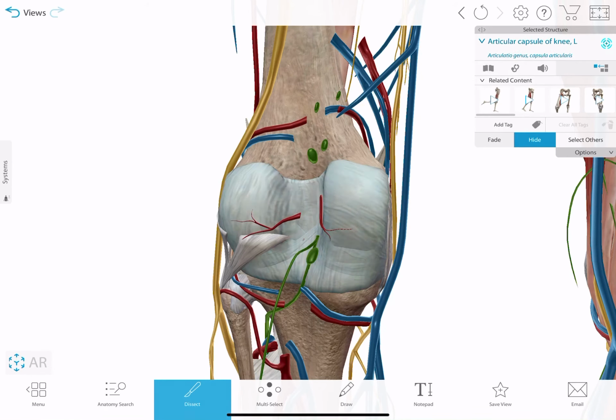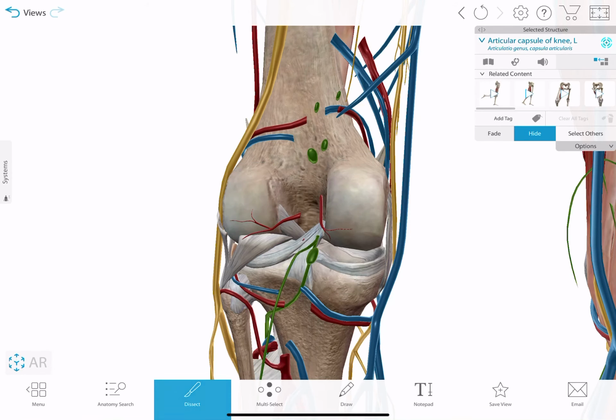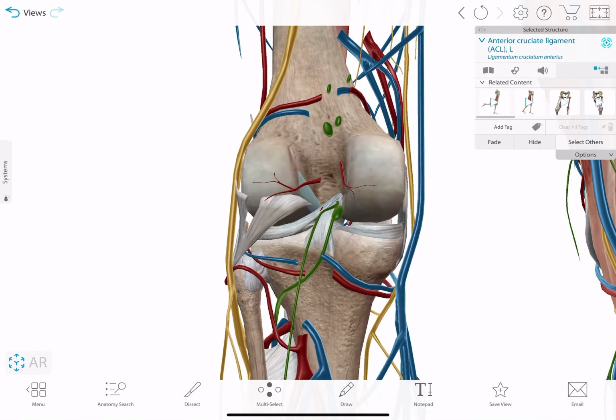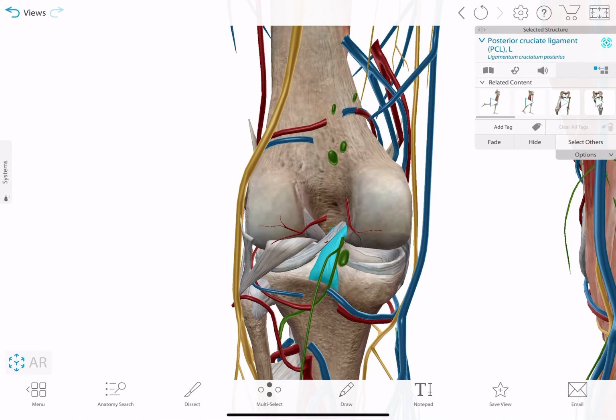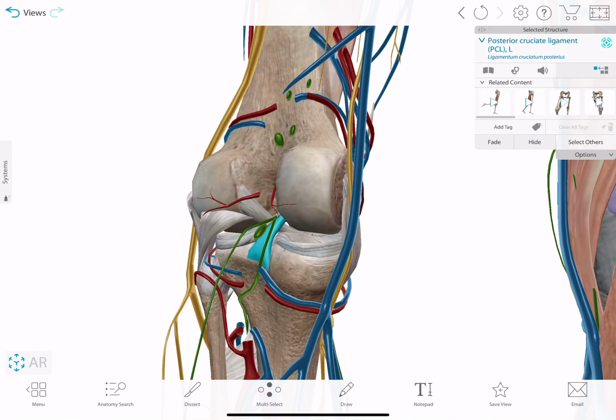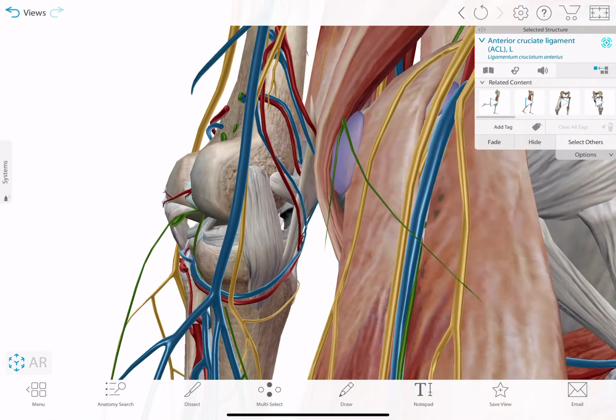Okay, let me cut away. Okay, so I cut away the popliteal ligament, and now you can see this lateral meniscus, this medial meniscus, and then the ACL and the PCL right there. The PCL goes through that hole within the knee joint, and the ACL goes through the other side towards the front.